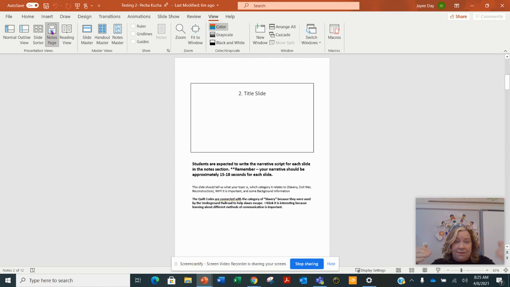I've already done my saying here, and you can see it there below. It's the quilt codes are connected with the category of slavery because they were used by the Underground Railroad to help slaves escape. This is why it's important, this is totally your opinion. Why did you pick it? Why is it important? Well, I think it's interesting because learning about different methods of communication is important. That's what I wrote. Now I want to show you a different way to go look at getting images.